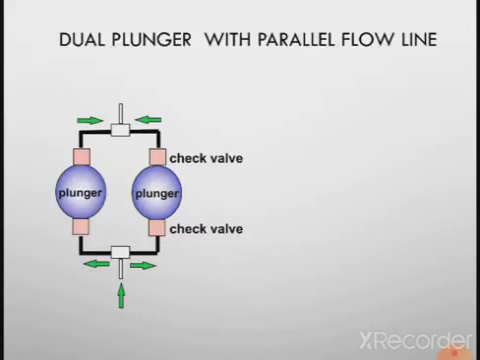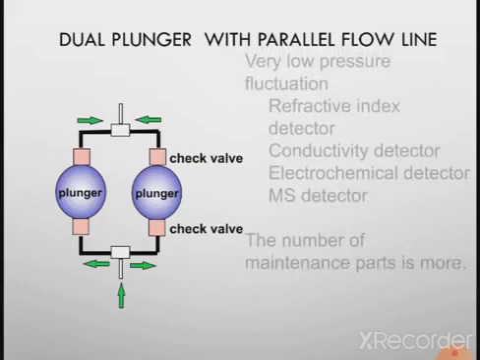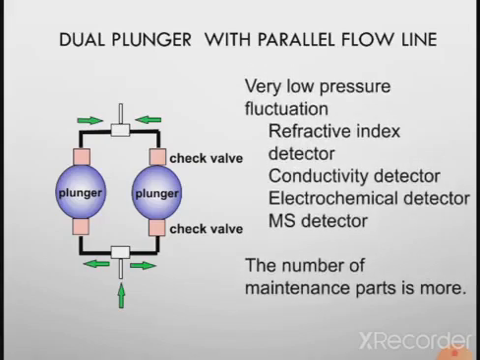Now a dual plunger system with the parallel flow line. Here are plunger 1 and plunger 2, check valve 1 and check valve 2, and this is called the dual plunger with parallel flow. It has the advantage of very low pressure fluctuation because the two plungers operate simultaneously. One is on, the other is off; one is in the flow direction while the other is filling, so there is less fluctuation in the pressure.